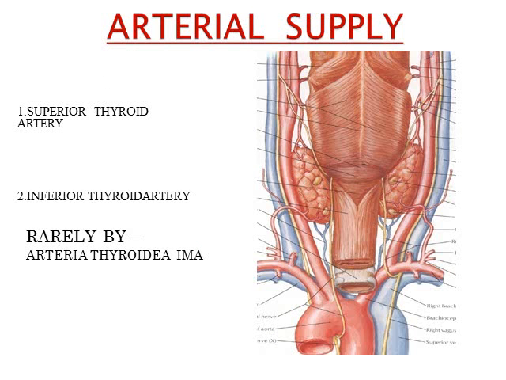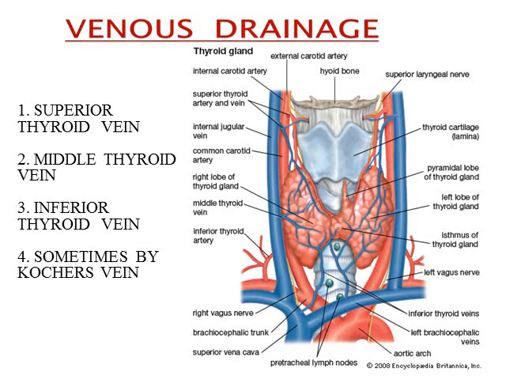Venous drainage. From the upper part, it drains into the superior thyroid vein, which drains into the internal jugular vein, on both right and left sides. The middle thyroid vein drains into the internal jugular vein, right and left sides. The inferior thyroid veins usually drain into the left brachiocephalic vein. Then you will have a fourth vein called Kocher's vein, which drains into the internal jugular vein. Its importance comes during surgery.